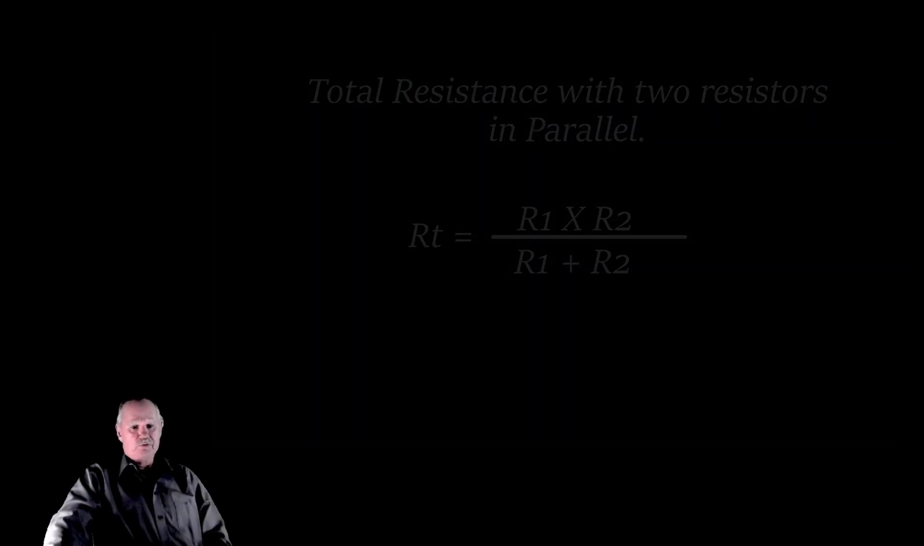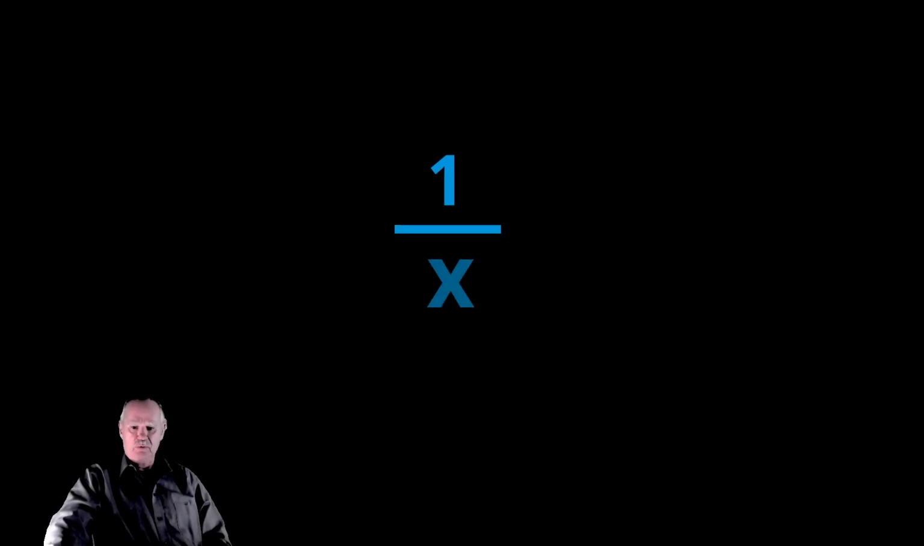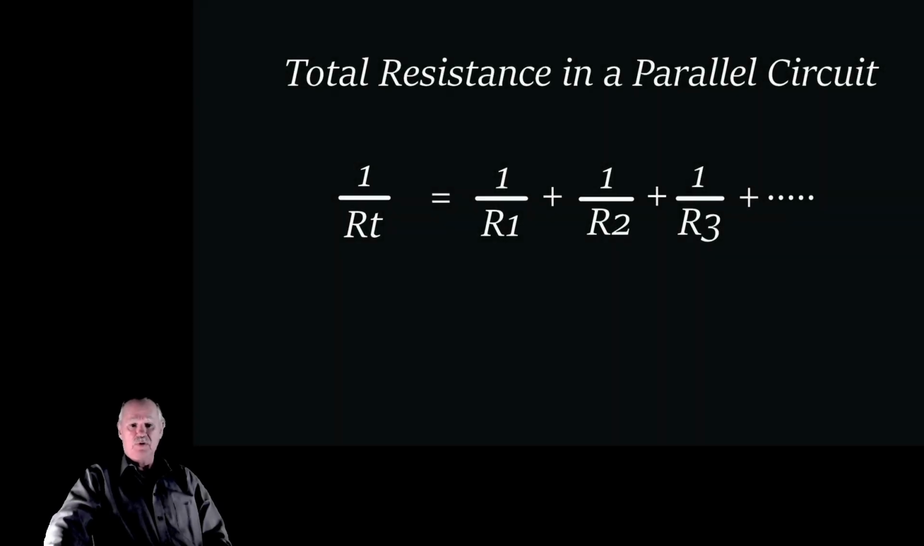For three or more resistors, you have to be familiar with a new term. Maybe you may already be familiar with it, but it's reciprocal. And reciprocal means 1 divided by that number, or 1 over that number. That is very important to know for these formulas. So to calculate the total resistance of three or more resistors, the reciprocal of R total equals the reciprocal of R1 plus the reciprocal of R2 plus the reciprocal of R3.